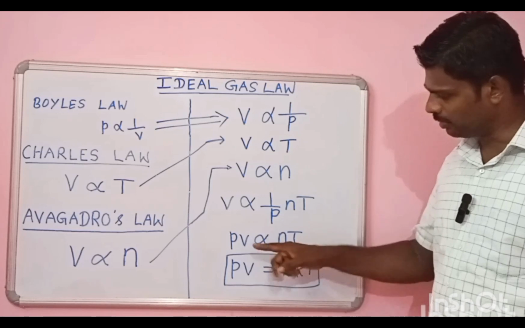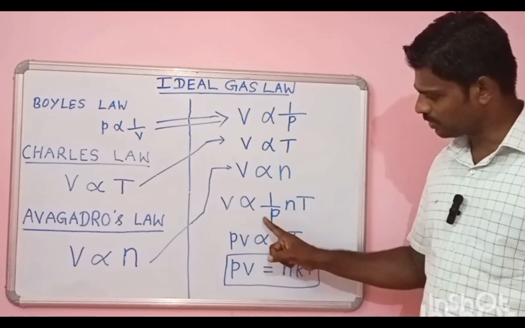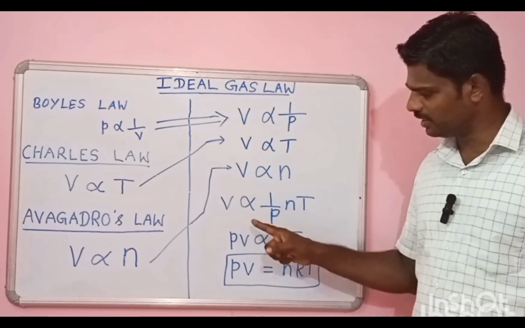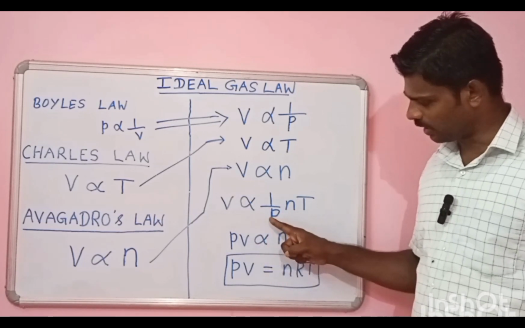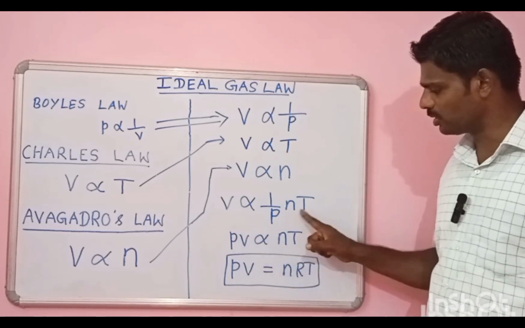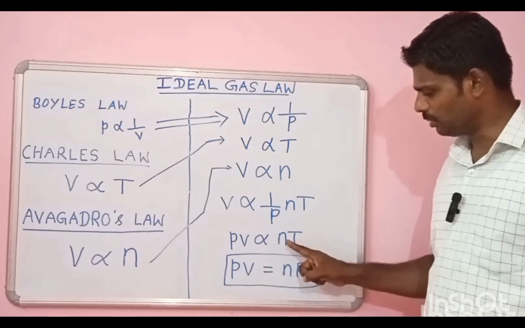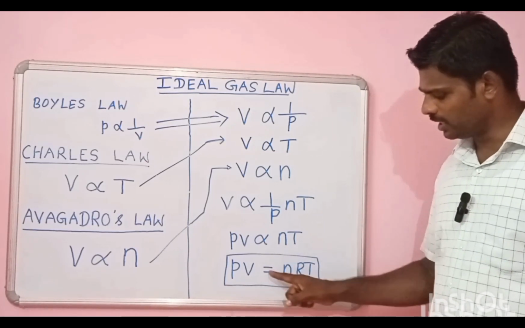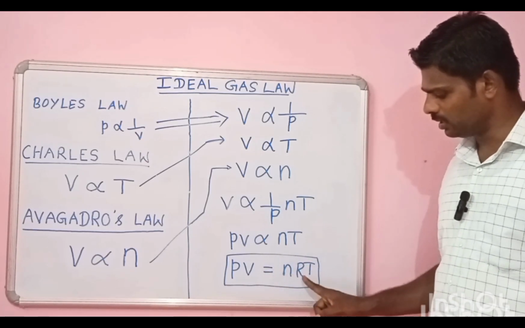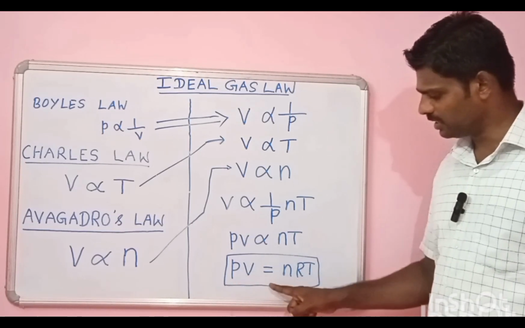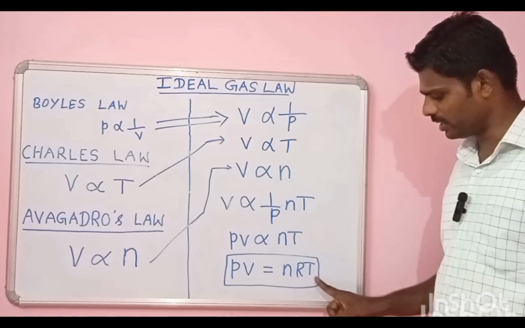Now we end up with this cross multiplication. What is in the bottom goes to the top. So as per the cross multiplication, you get PV is directly proportional to nT, the number of moles and temperature. Now if you put an equals sign, then you have to put a gas constant. So PV equals nRT.